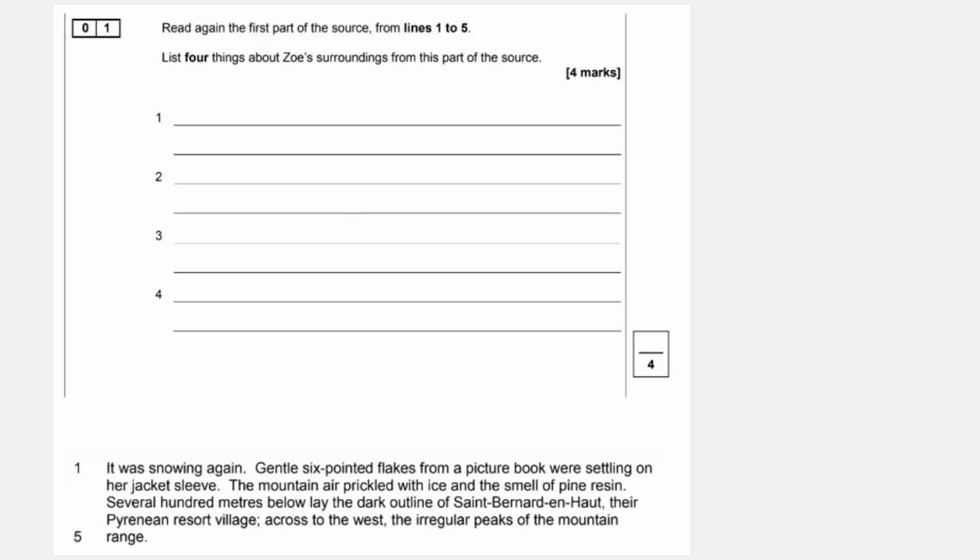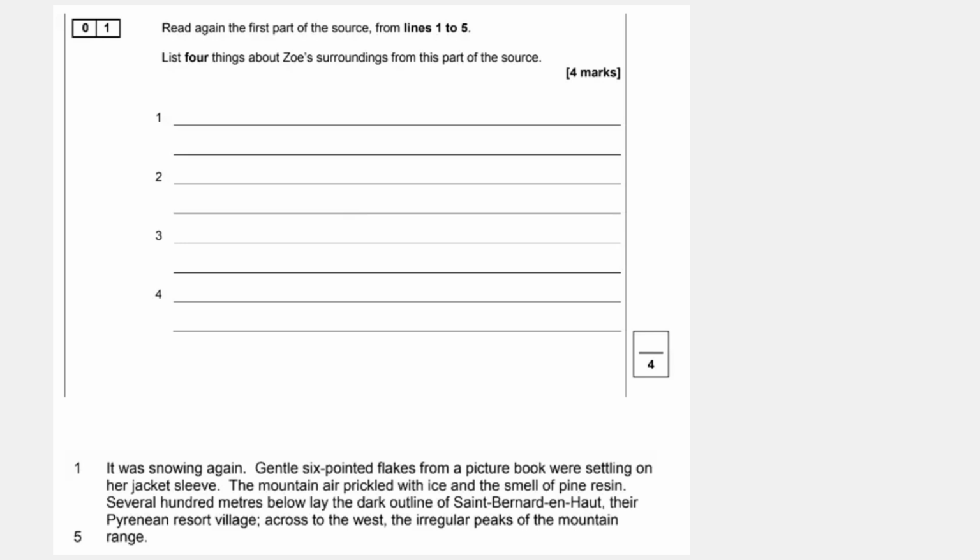Okay, so the first thing I do is make sure I'm looking at the right part of the source. Well, handily we've only been given lines 1 to 5, but of course we would draw a box around it to make sure we're not making that common mistake. List 4 things about Zoe's surroundings from this part of the source. So this is a very open question about Zoe's surroundings, so anything to do with the setting here would get you a mark. Much simpler question.